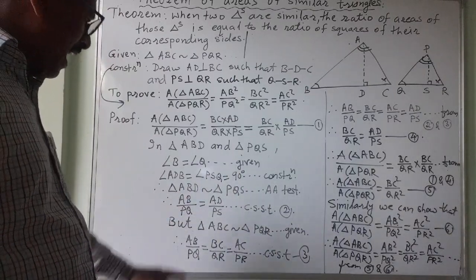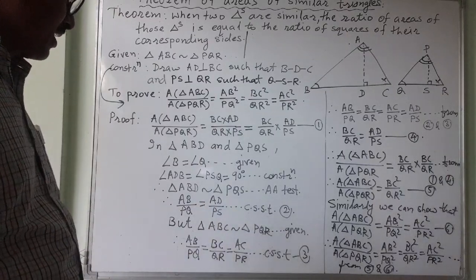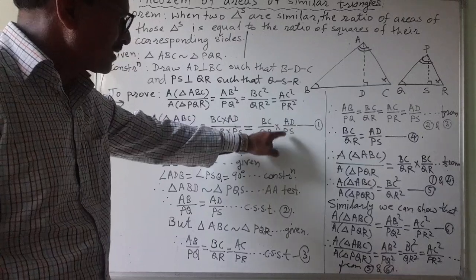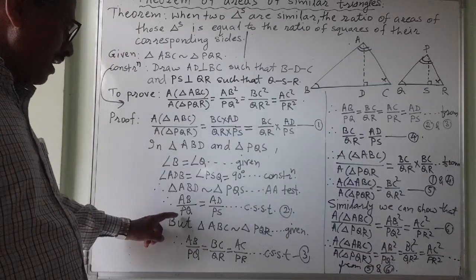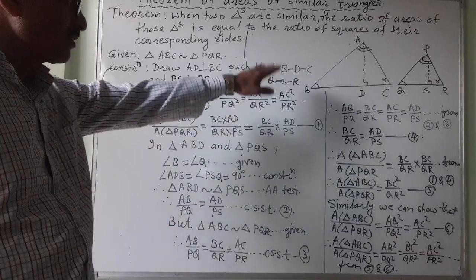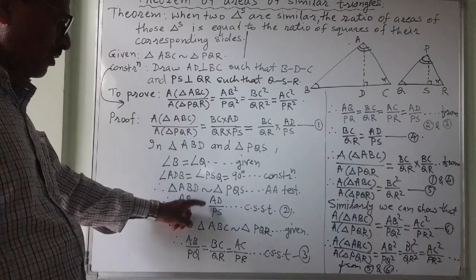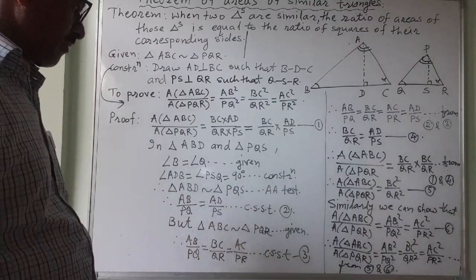Out of that, I am interested in AD and PS. That's why I have taken AD and PS. Why am I interested? Because here it is AD and PS, and AB and PQ are the sides of the bigger triangle. Okay, AB upon PQ is equal to AD upon PS. These are the corresponding sides of similar triangles.